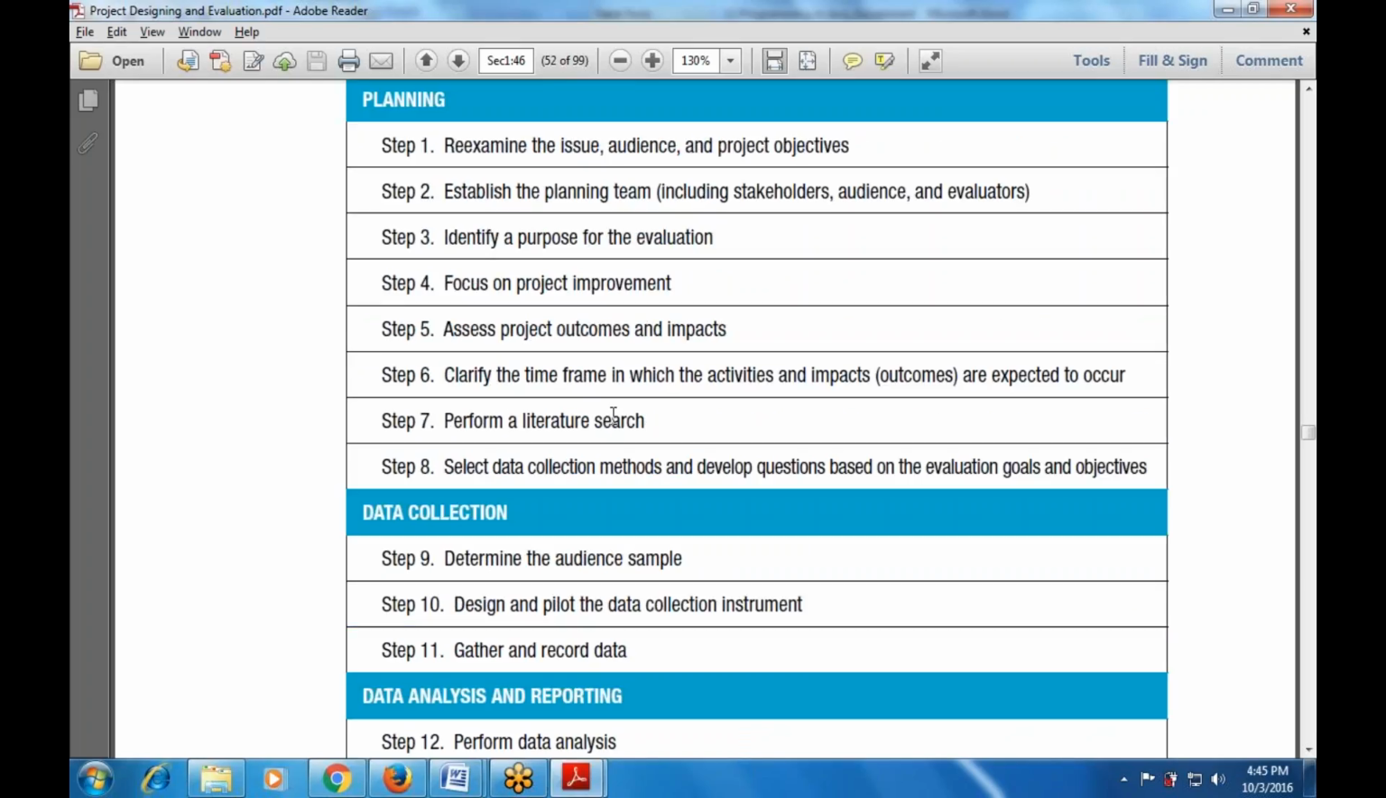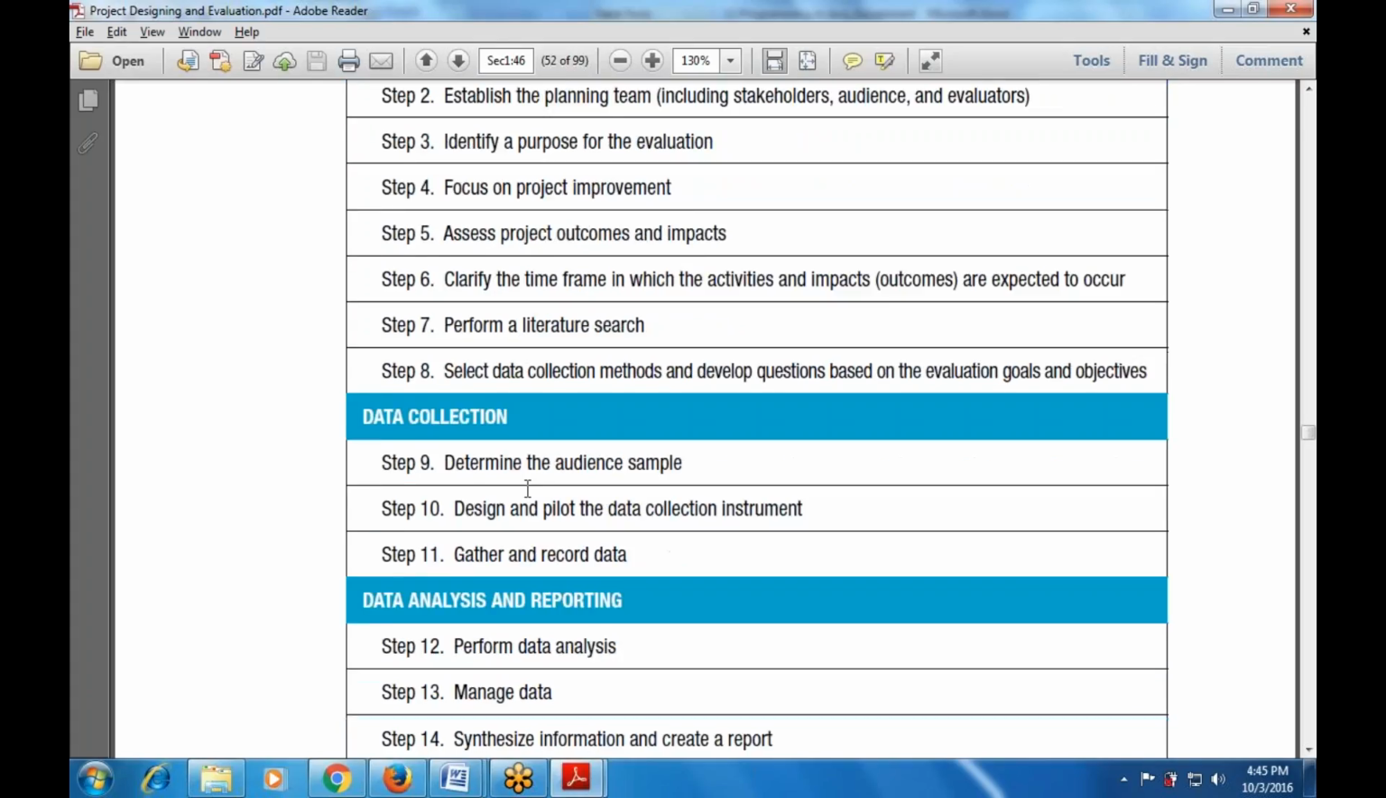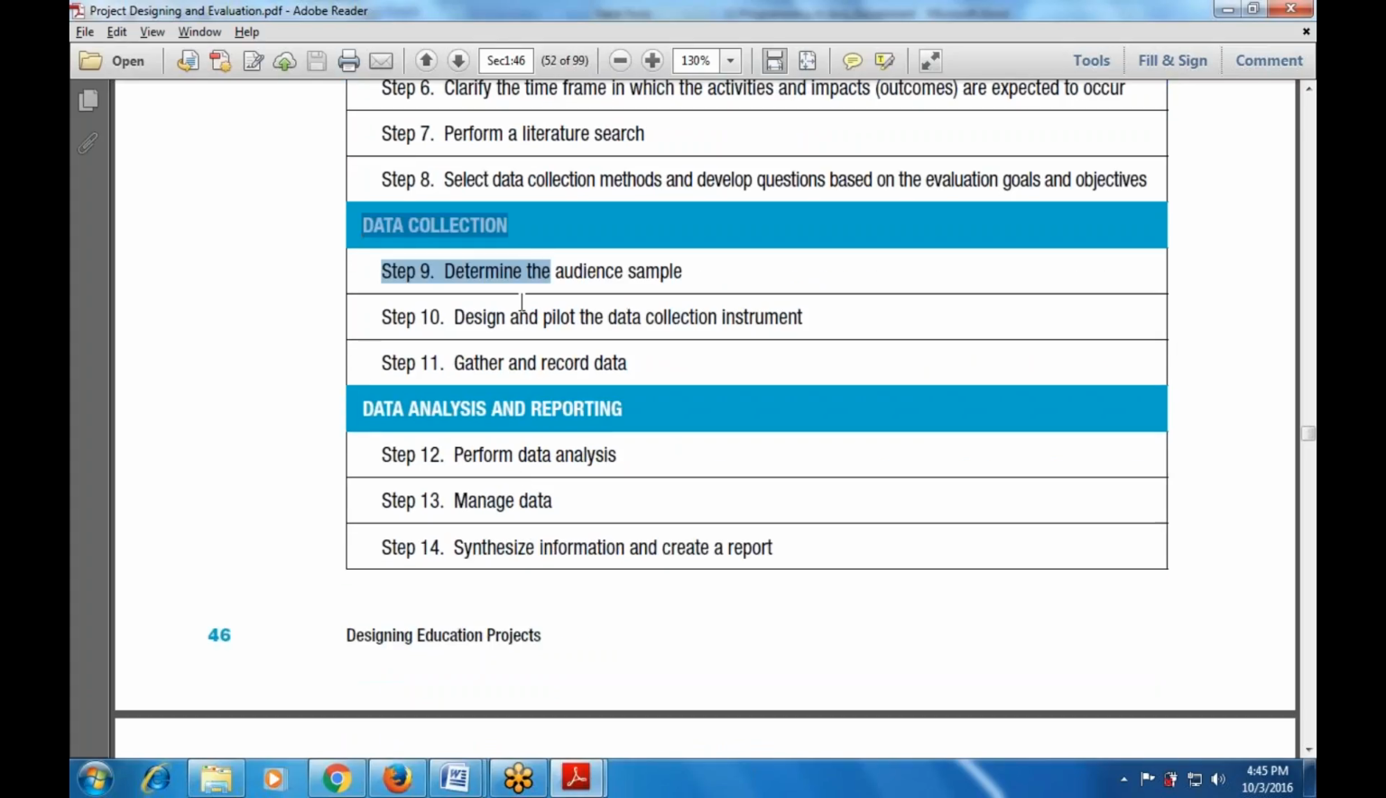There are 8 steps in the planning. Then, how the data will be collected: determine the audience sample, design and pilot the data collection instruments, gather and record the data. How will the data be recorded? What are the various ways by which the data will be recorded? These 3 steps are used for the data collection method.